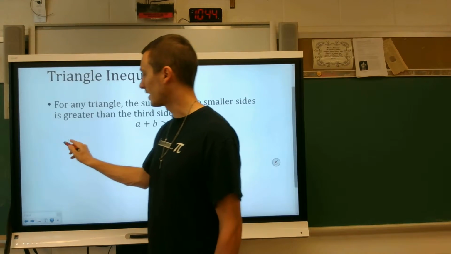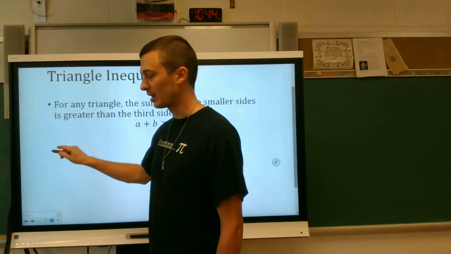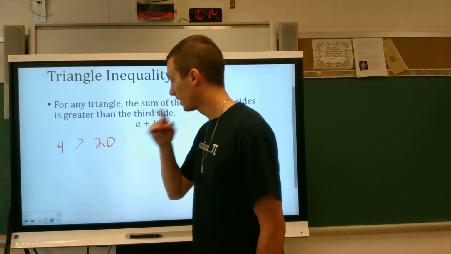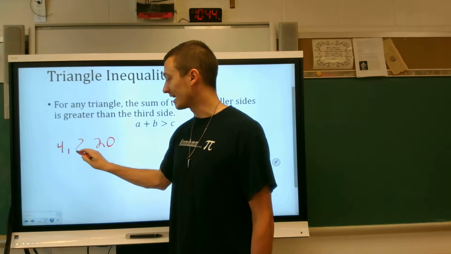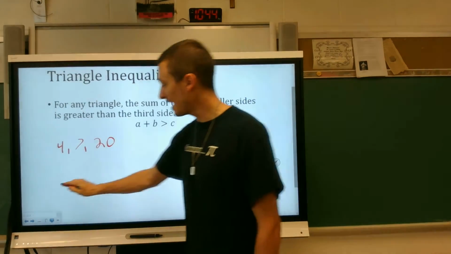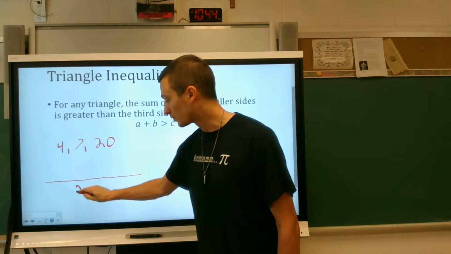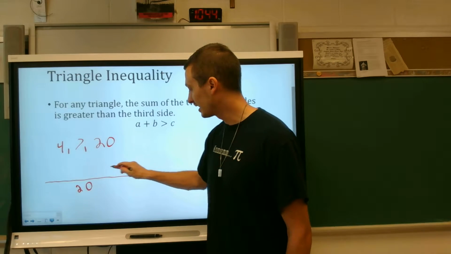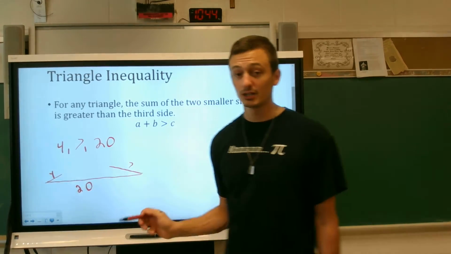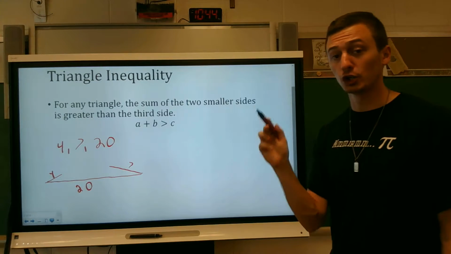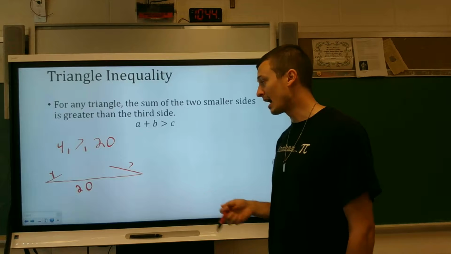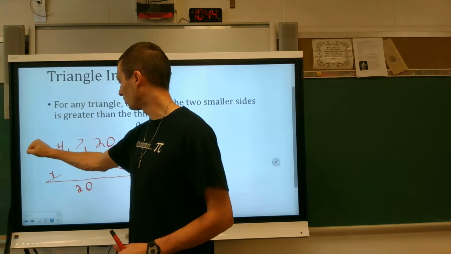So let's say that I have three side lengths, 4, 7, and 20. If I have those three side lengths and I say, hey, is this a triangle? This cannot be a triangle, because if I have one side length of 20 and one side length of 7 and one side length of 4, these two sides can't touch. That doesn't make a triangle. A triangle has to be a closed three-sided shape. That can't be closed.